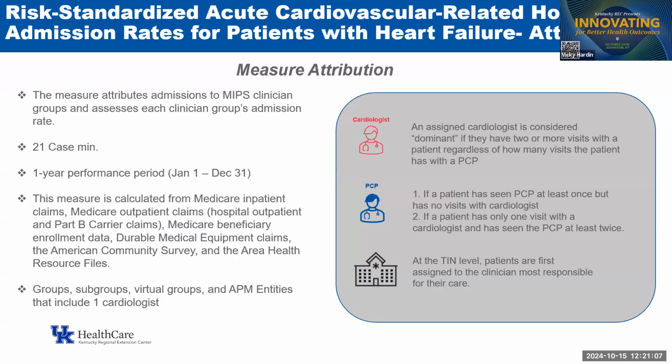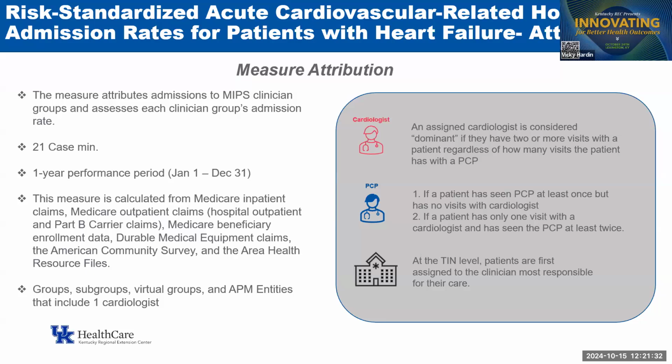And breaking down the attribution for the clinicians. So first, if an assigned cardiologist is considered dominant, if they have 2 or more visits with the patient, and that's how a cardiologist is considered dominant, 2 or more visits with the patient, regardless how many visits the patient has with the PCP, then that cardiologist is going to be attributed.